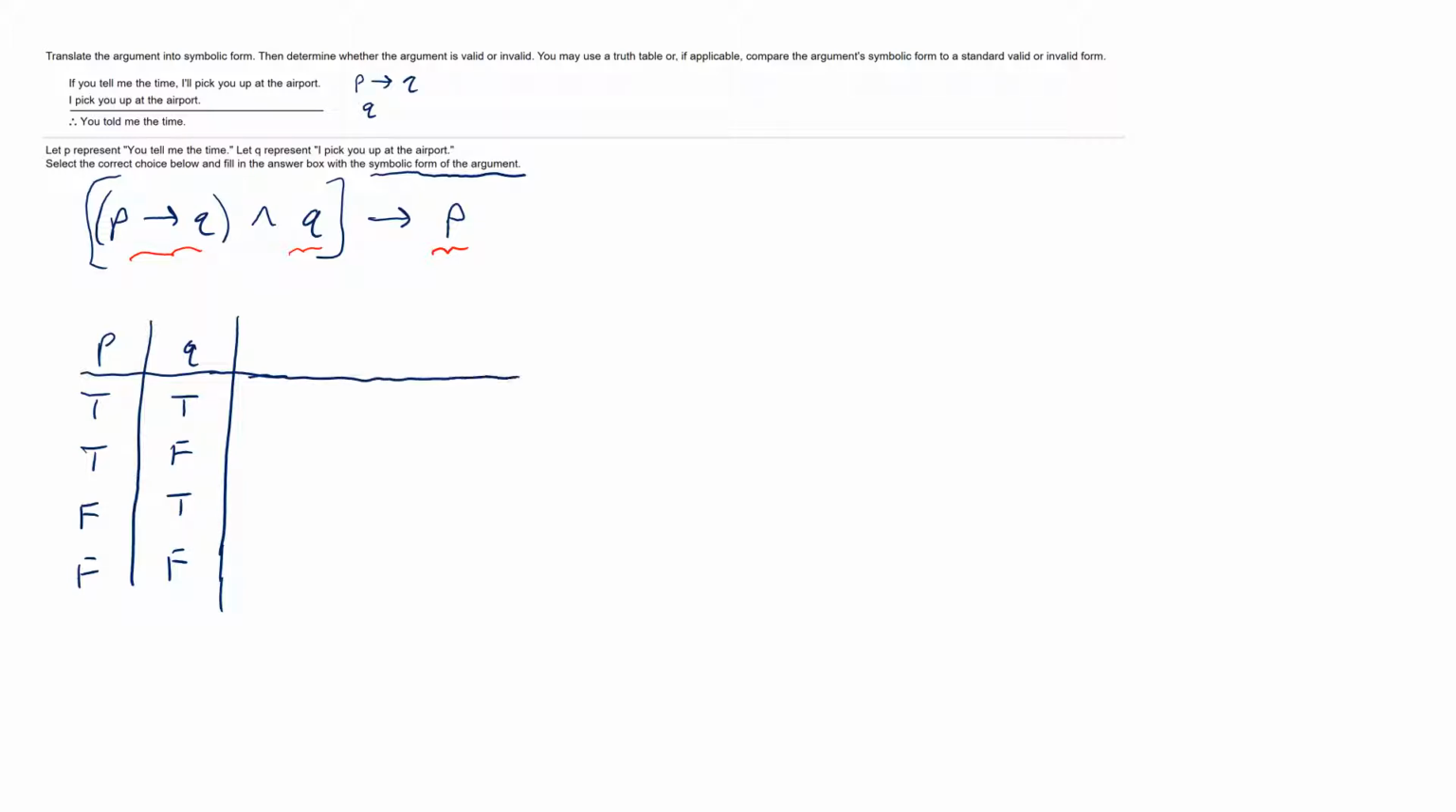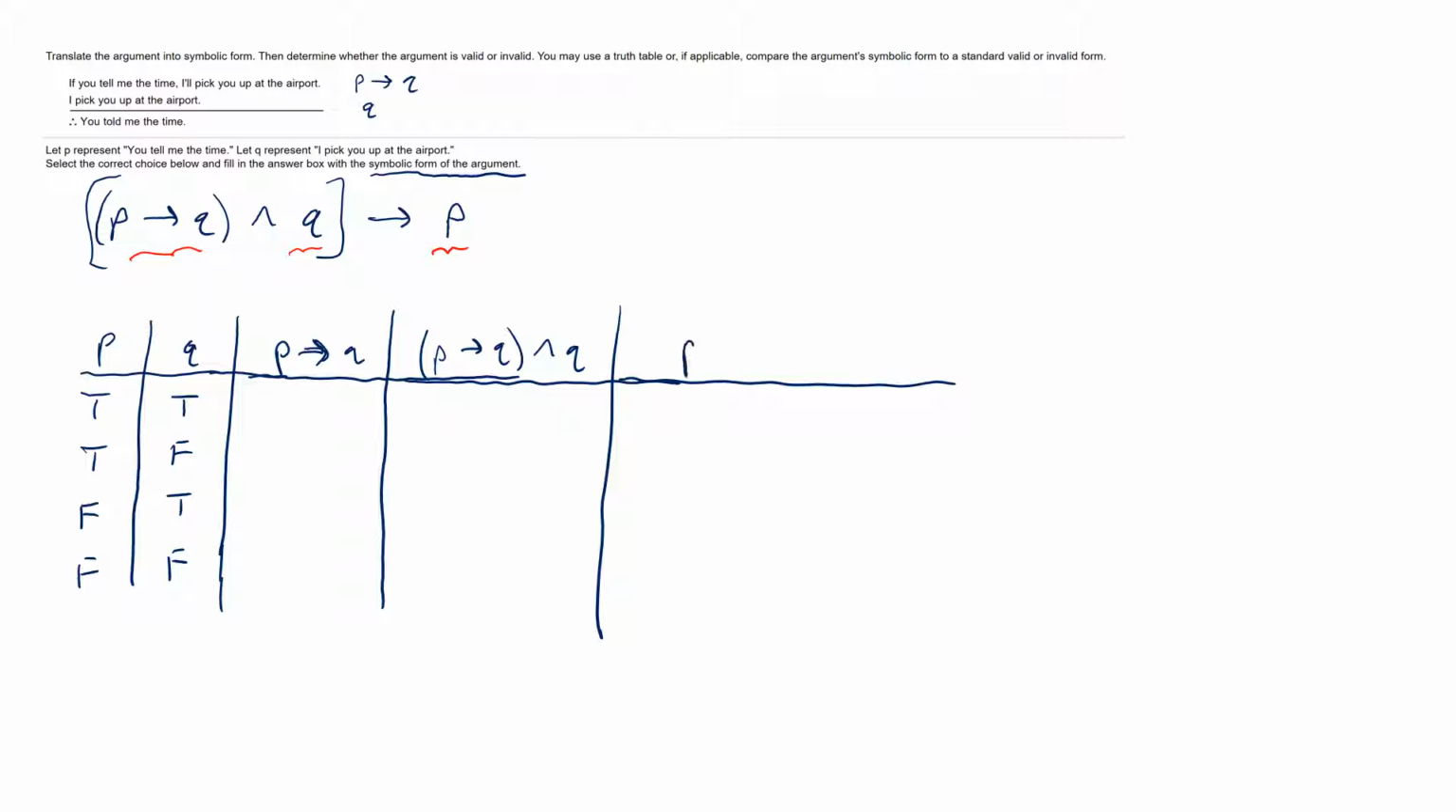I don't see any nots in this statement. That's good. We need if P then Q. And once I have if P then Q, I can do if P then Q and Q. And once we have that, we can do the whole thing: if P then Q and Q, so if all that, then P. And of course the argument in symbolic form always goes in the far right column. And so now we're going to fill in the rest of this table.